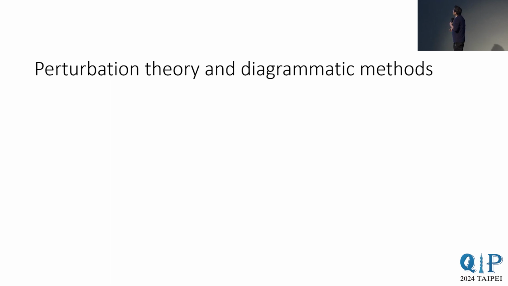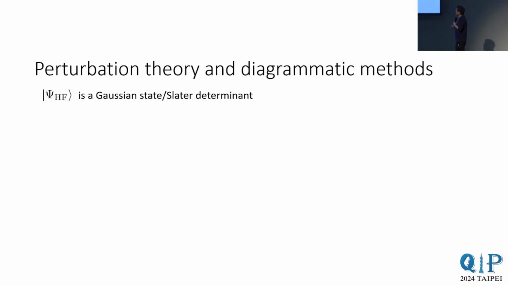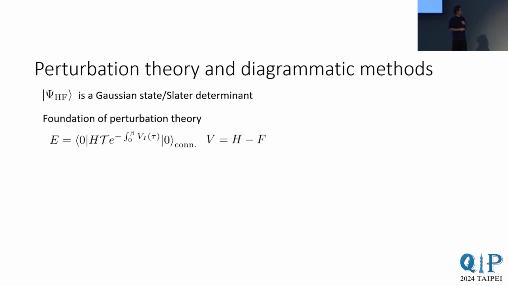Another very simple idea is to use perturbation theory. Here, one understands that the starting point is a very simple state, a Slater determinant, or Gaussian state. And in perturbation theory, the idea is that you connect this initial state to the interacting state either by real-time evolution or by an imaginary time evolution process. Here I've written down the imaginary time evolution.